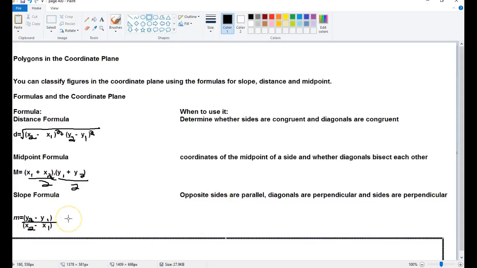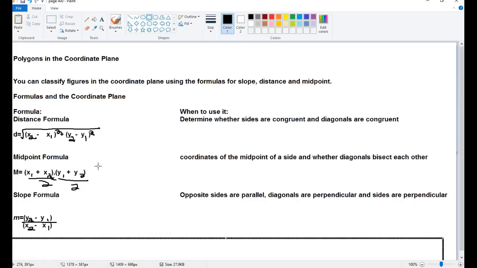That's the y values subtracted divided by the x values subtracted. You're going to need it to see if the opposite sides are parallel, or if diagonals are going to be perpendicular to each other, or if the sides are going to be perpendicular to each other. So these are the three formulas that we're going to be using. I will not give you these on a test. I expect you to know them.